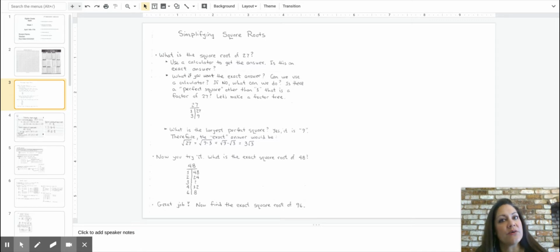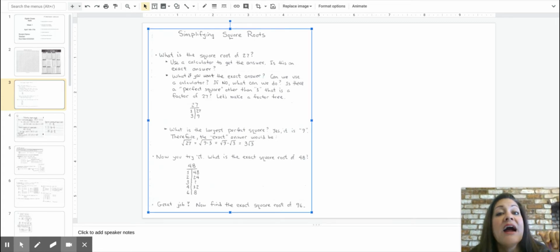So here's what you're going to do. What if you do want the exact answer? Can we use a calculator? If no, what can we do? Is there a perfect square other than 1 that is a factor of 27?